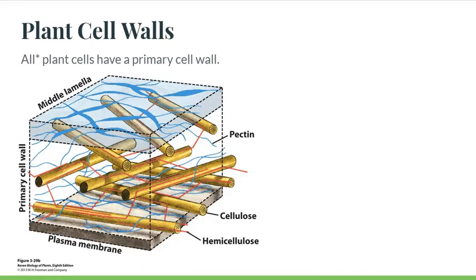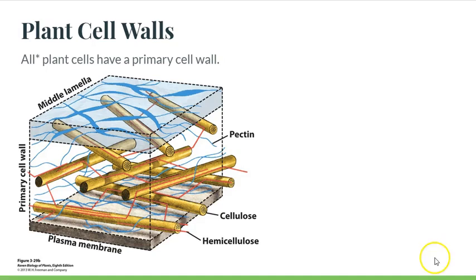All plant cells have a primary cell wall. And I say this with a little asterisk because I'm always worried about saying "all." Perhaps there are some plant cells that don't have a primary wall. This also refers to how all plant cells start. All plant cells start with a primary wall, but it's possible that over the course of that plant cell's maturation it's going to lose the primary wall. So all plant cells start out with this primary cell wall.